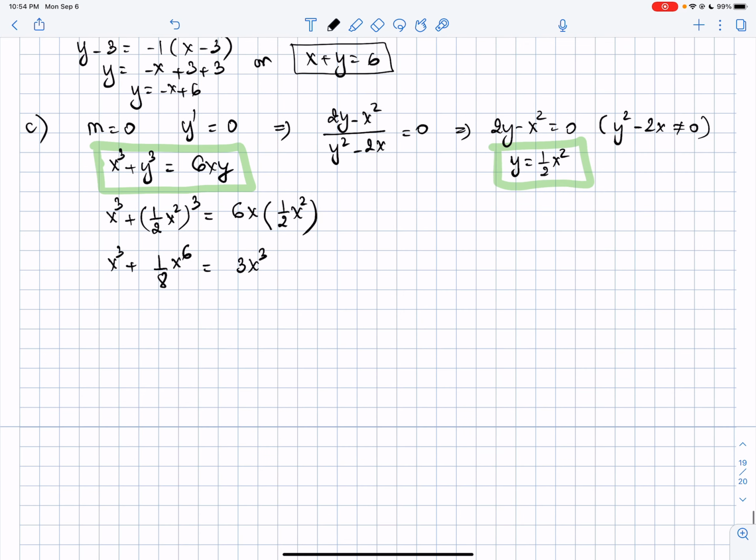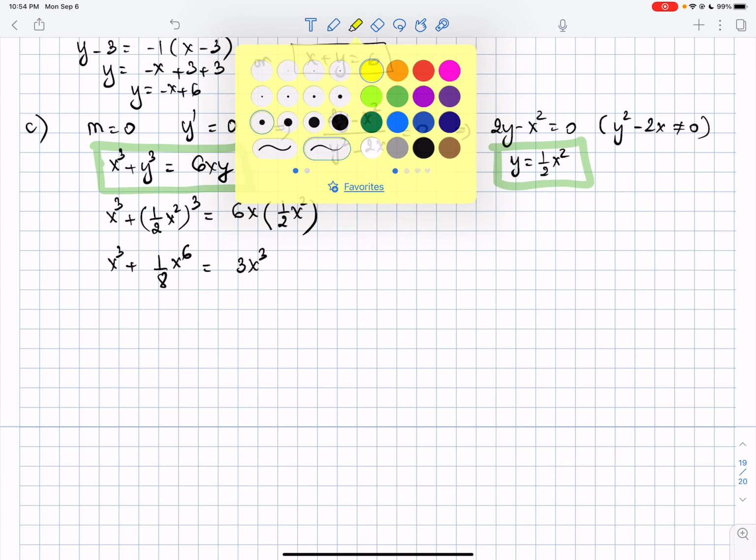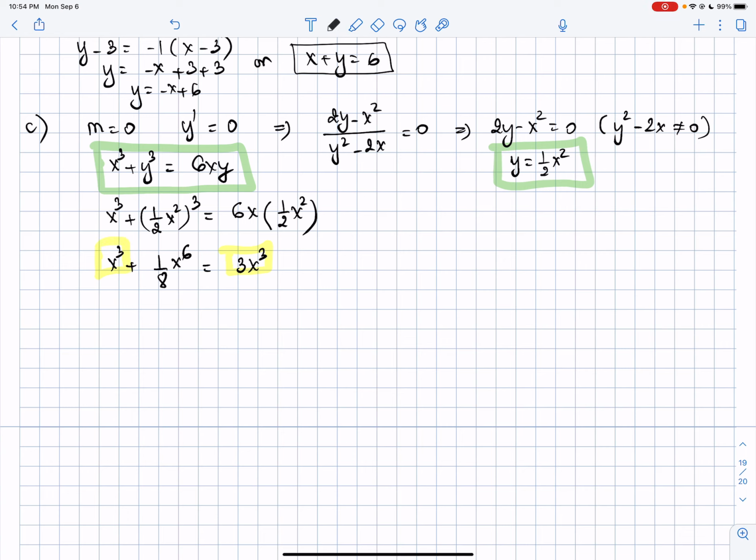Okay, so we have the 8. We want to multiply both sides by 8 so we can get rid of the fraction. But before that, I noticed that we have like terms. So let's combine like terms first before we get rid of the 8. So we have 1 over 8 x to the 6 equals, and minus x cubed on both sides. And then I multiply both sides by 8 because I don't like fractions. So I get x to the 6 equals 16x cubed.